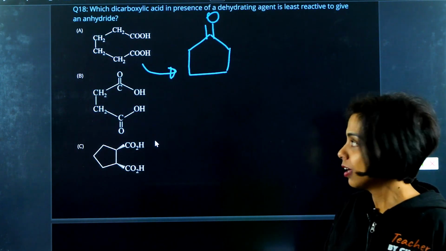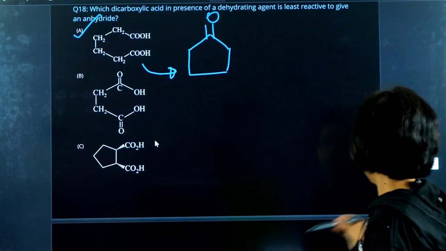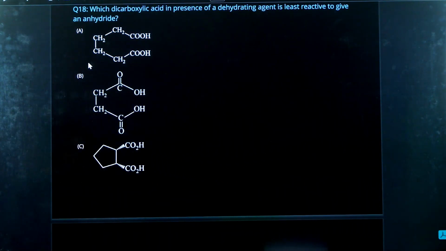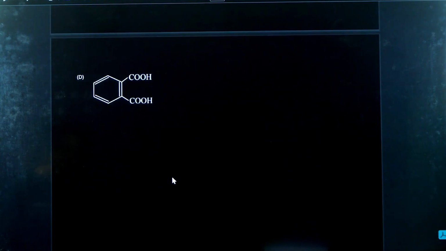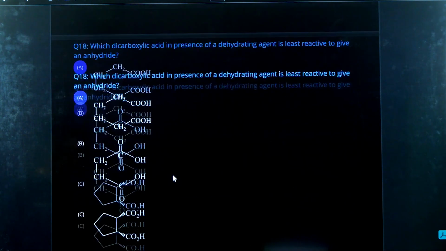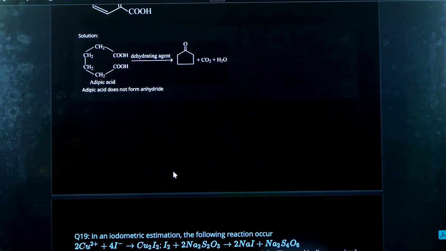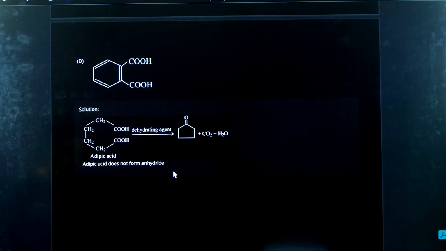Ketone will be formed. So adipic acid, the very first option we got. Rest all, let's check. Yeah, they will form anhydrides. So the answer indeed is A. A is the correct answer, guys. Right? So CO2 gas is removed. You can see here ketone is formed.